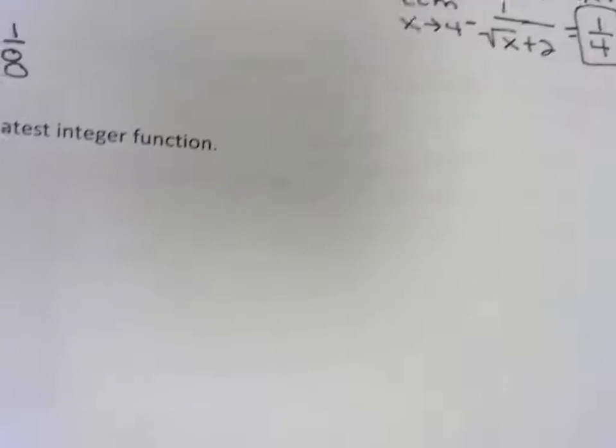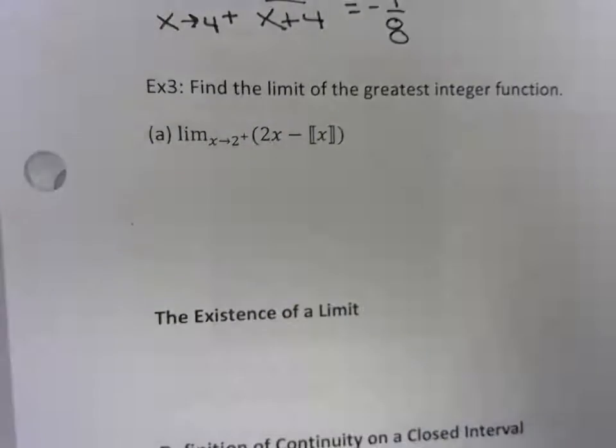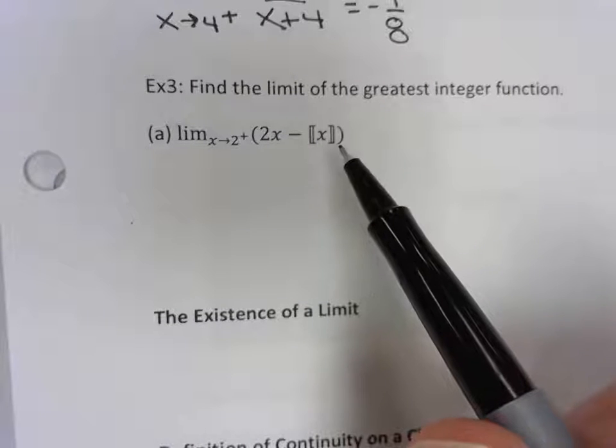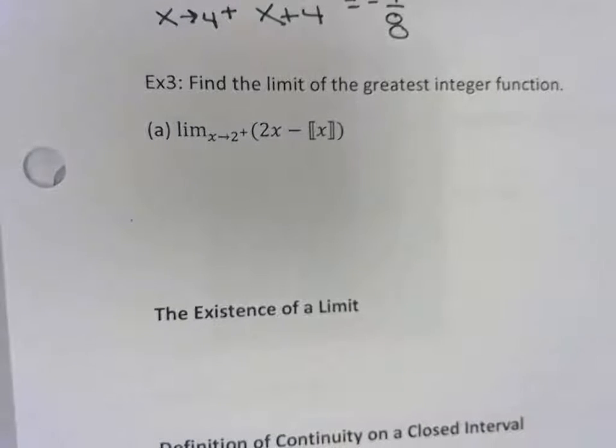Example 3, the limit of the greatest integer function. Now, did you do greatest integer, and does this look familiar from pre-calc? I don't know if you did or not. The symbol that I don't really know what it means would be confusing to me. But I notice I have the limit as x approaches 2 from the right. So that's something to think about. I also notice I have 2x minus the greatest integer function, basically.